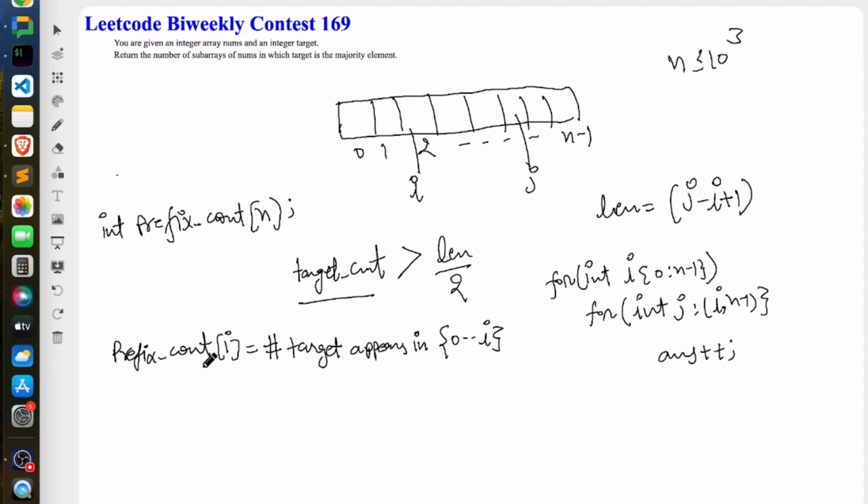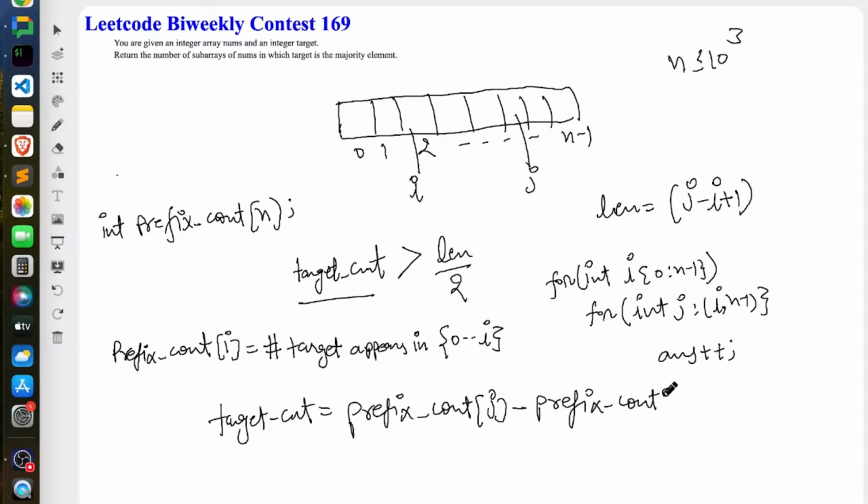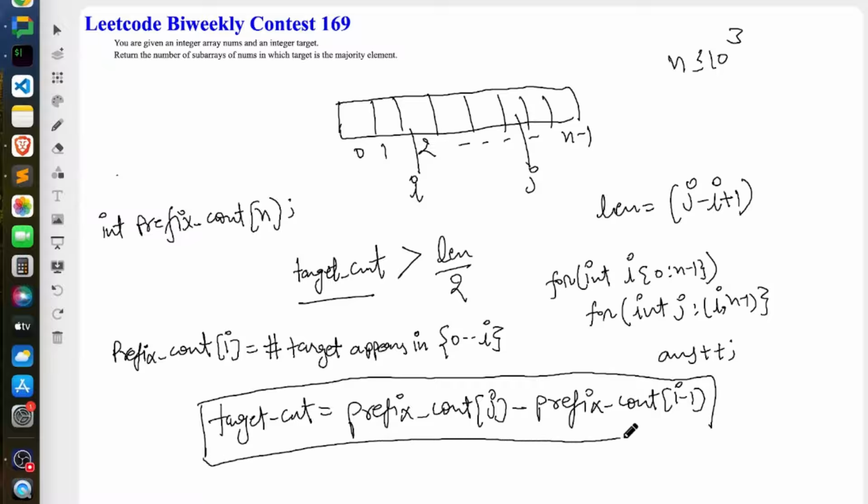If you build this prefix array, you can easily find out the target count in the subarray from i to j. So for subarray i to j, your target count will be prefix count of j minus prefix count of i minus 1, right? This is how you will get the target count.